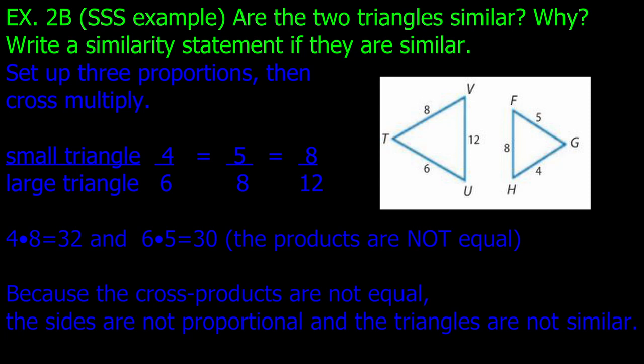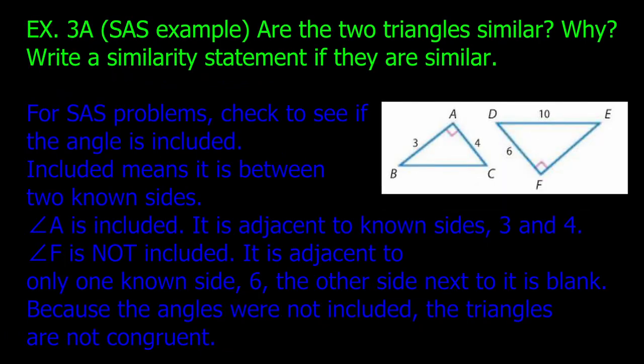Then you do the cross products to see if they're equal. Because if the cross products are equal, then the sides are proportional. So I did 4 times 8, top left times the bottom right. 4 times 8 is 32. Then I did the bottom left times the top right. 6 times 5 is 30. 32 and 30 are not equal, therefore they're not similar. We don't even have to check the other ones. If one set is not equal, then none of them are proportional. And so therefore they're not similar. So my reasoning is down there: because the cross products are not equal, the sides are not proportional, and the triangles are not similar.